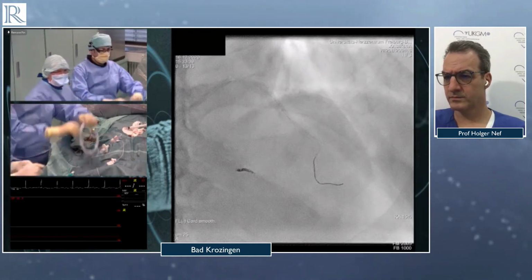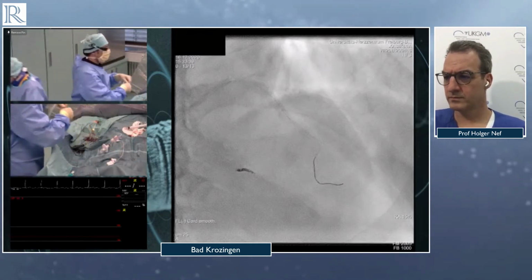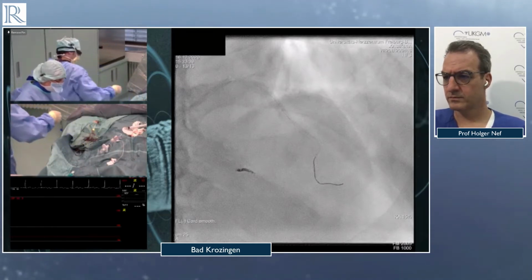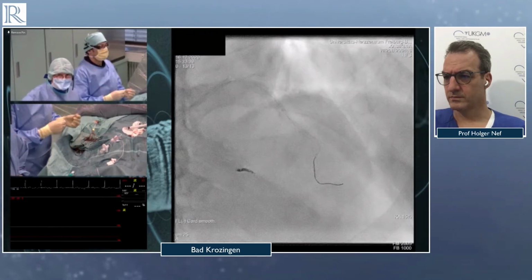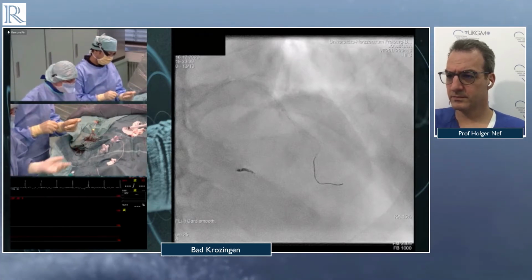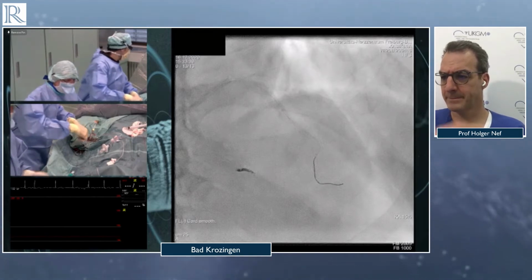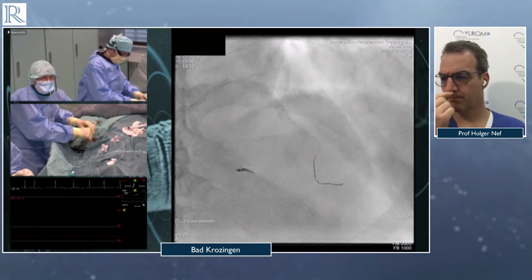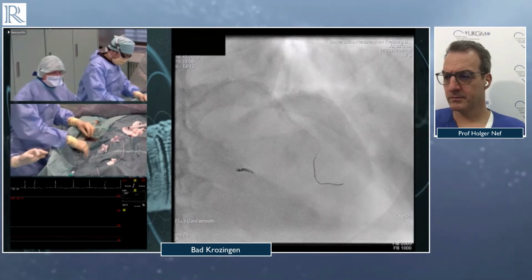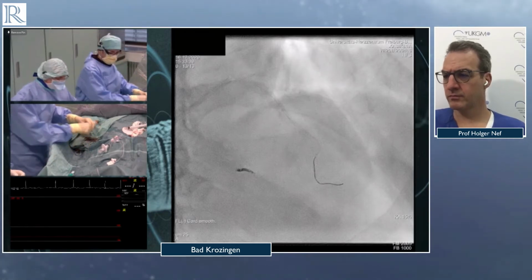And the next point will be, if this doesn't work, what you can do is to use guiding extension, and we use here Guideliner, Gatezilla, telescope, whatever. Stent is in, yeah. And this will help you definitely to cross the lesion.